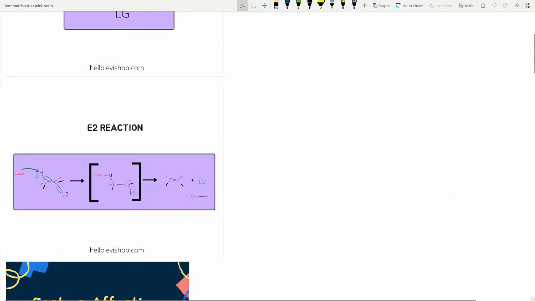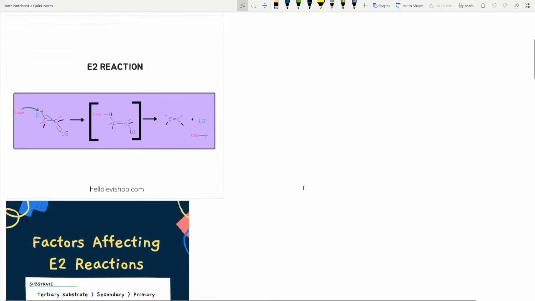the leaving group leaves. So in the E2 process, a strong base removes a proton on the carbon next to the carbon with the leaving group, the leaving group leaves, and a double bond forms. This all happens in one step, much like an SN2 reaction, which we called a concerted reaction. Because the E2 reaction involves two chemical entities, in this case a base and a substrate, it is also said to be bimolecular, just like SN2.